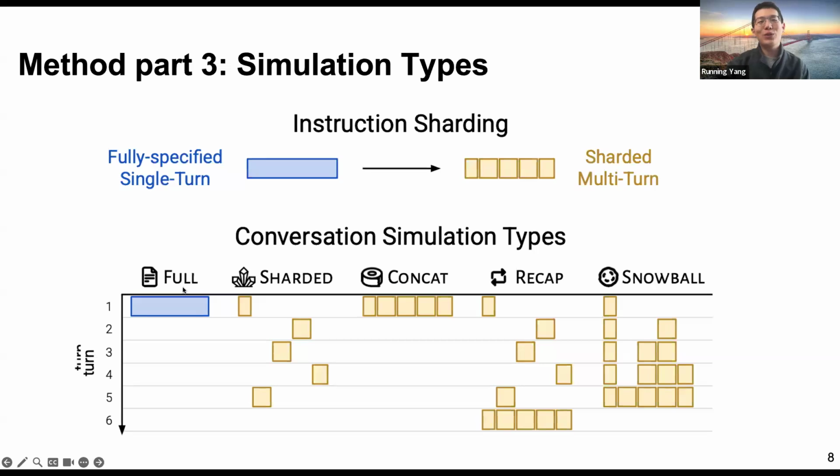Later, they will do a comparison between full and concate, but that was kind of an ablation study regarding the information loss. So we will also talk about that later. And also for recap, recap gives the model a final chance by summarizing the previous information at the end. And the snowball progressively accumulates and repeats all previous information at each turn.